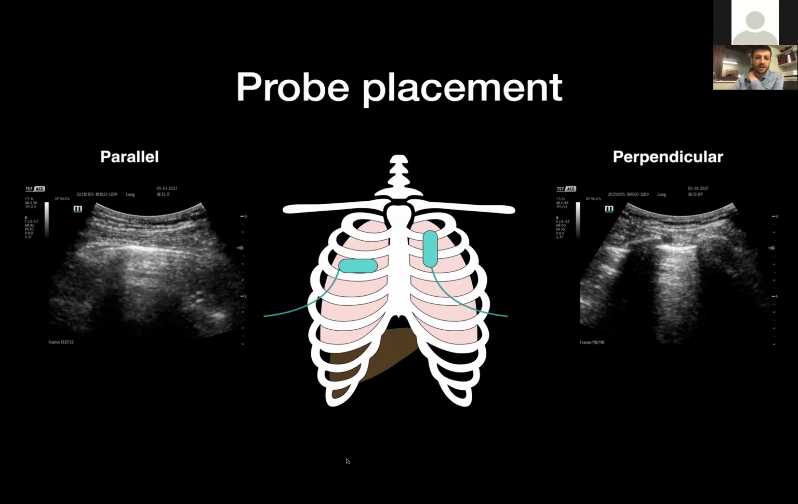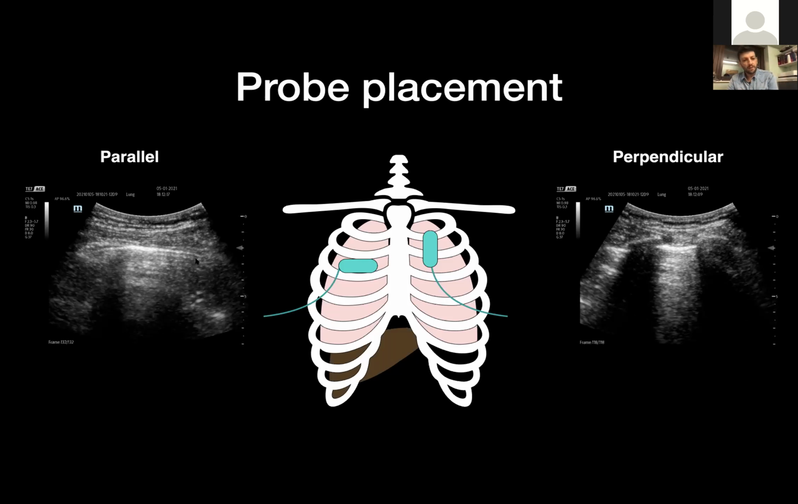Excellent start. So on the right of the screen here, you've got the probe placed perpendicular to the ribs. So you're going to have an upper rib and a lower rib in your screen, and you're going to have this pleural line in between, and what looks like lung space behind, although this isn't lung tissue, because all of that ultrasound has been reflected off that pleural line.